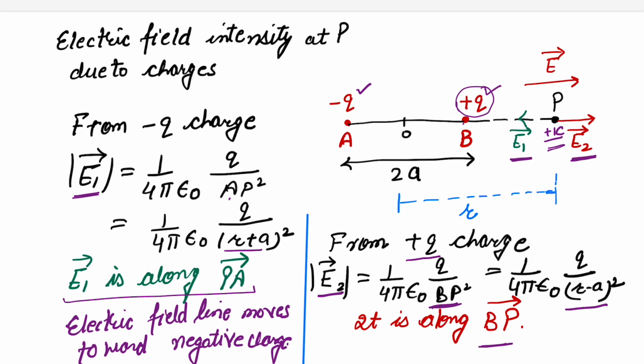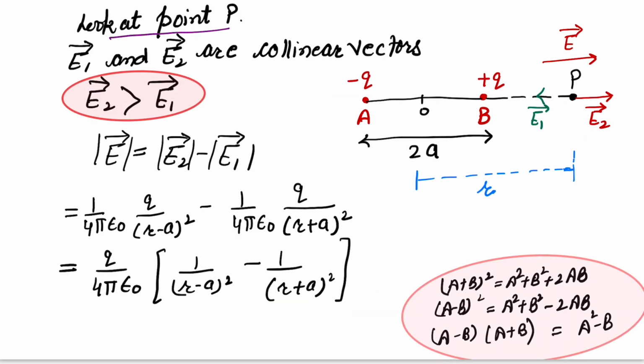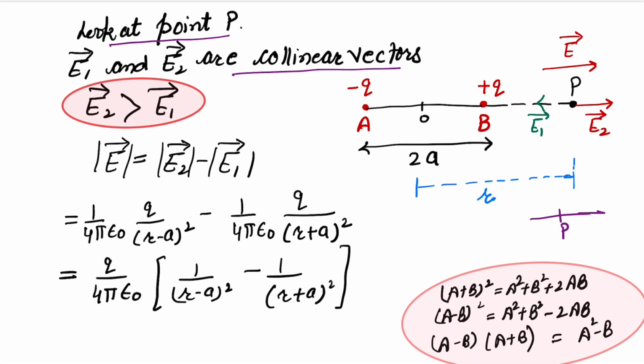So look at the situation of the plus 1 coulomb charge. It has two electric field intensities on it. The first one, E1, is moving toward the left hand side, and the other one, E2, is moving toward the right hand side. So look at the point P. E1 and E2 are two collinear vectors. Collinear vectors means vectors which lie on the same line. So this is point P. It has E2 in this direction and E1 in this direction. These two vectors are collinear.